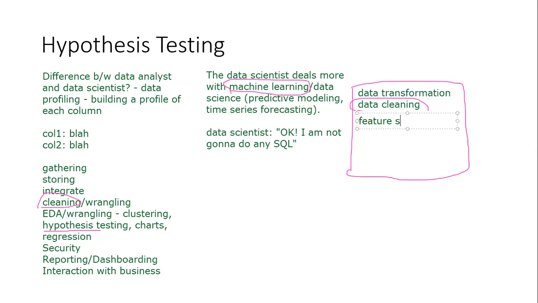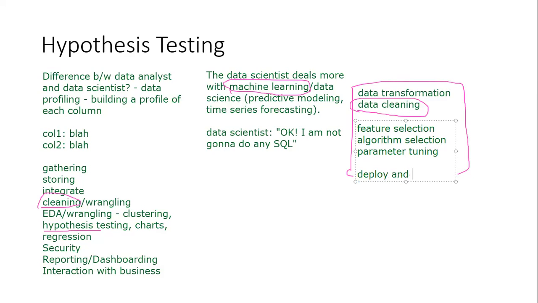Then we have feature selection. Then we have algorithm selection. Then we have parameter tuning. So there are a number of activities which the data scientist has to focus on. And then obviously, when the model is made, they have to deploy the model and tune it from time to time, updating it regularly.